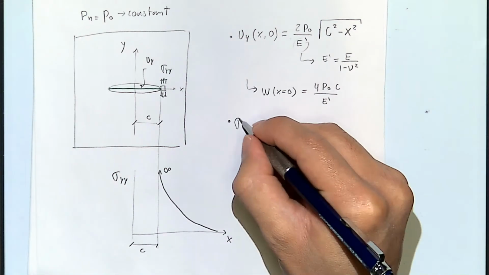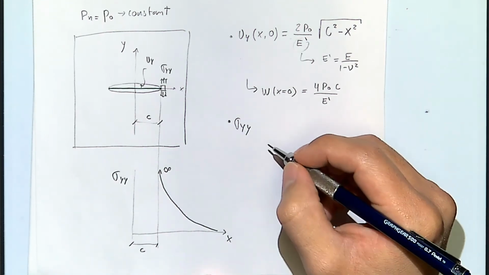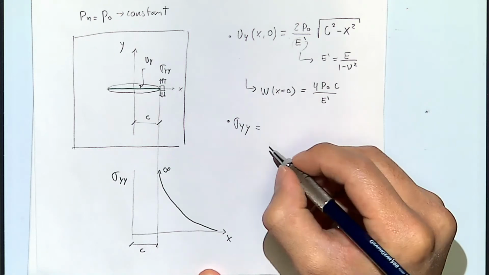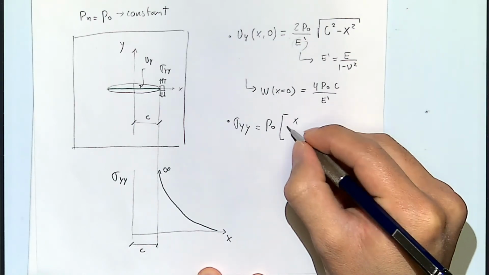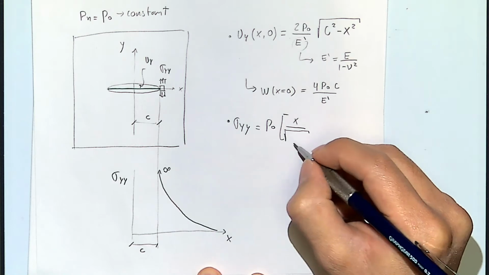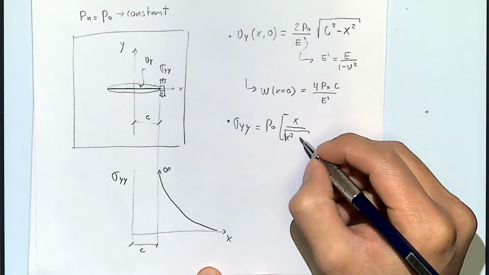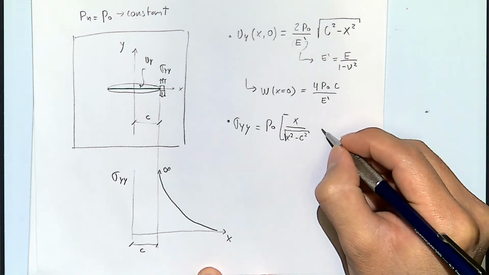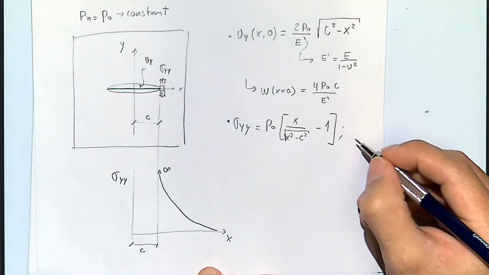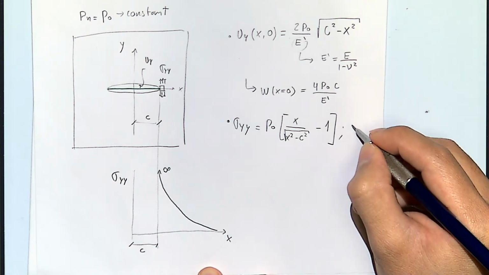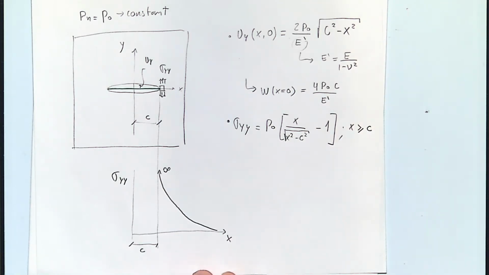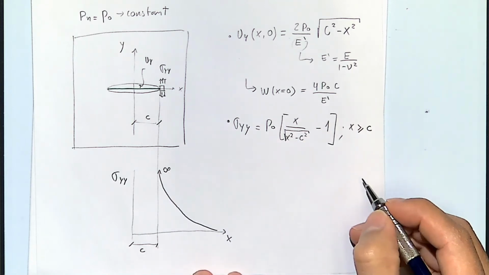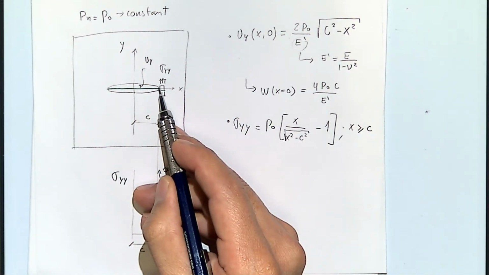The equation of Griffith is that sigma yy is going to be equal to something that depends on the pressure inside the fracture, and also has some sort of power decay, minus 1, and this is valid for x equal or greater than c. And let me ask you, what is going to be sigma yy inside the fracture, all over here?